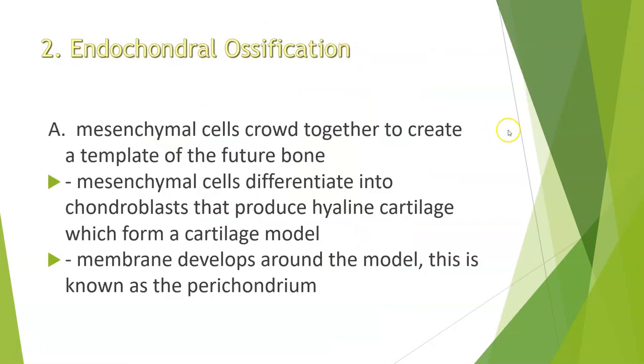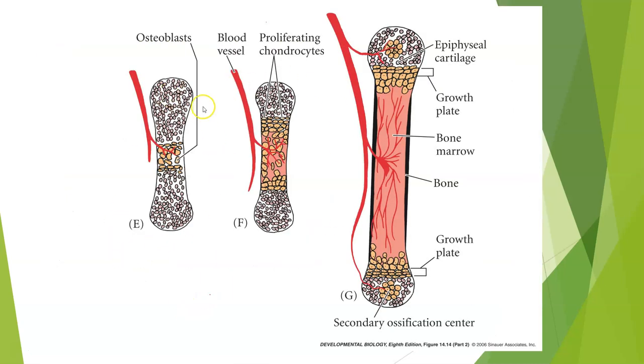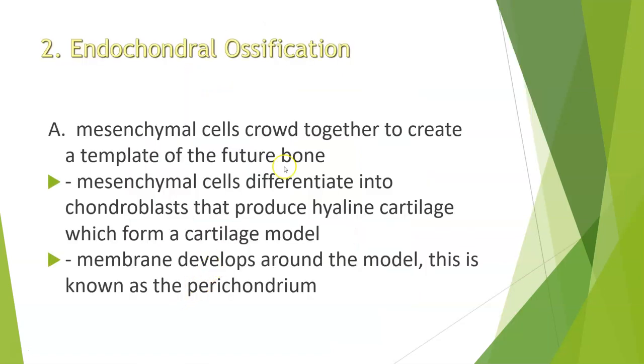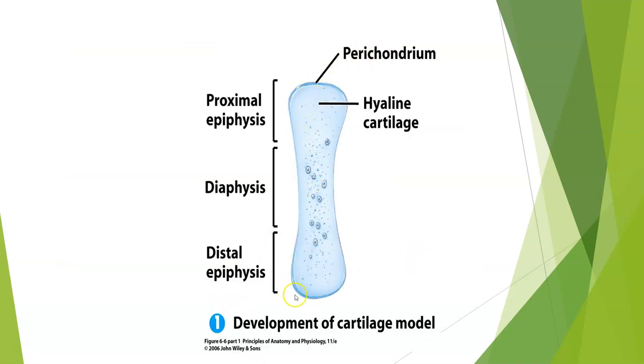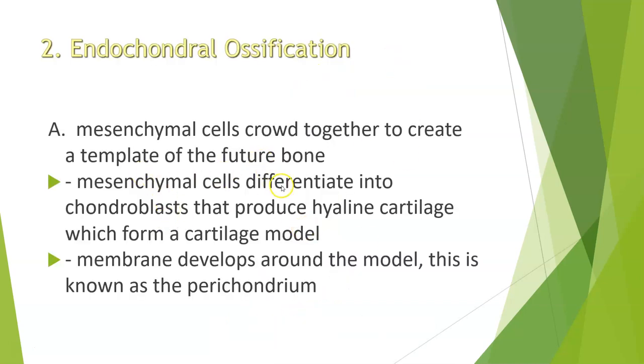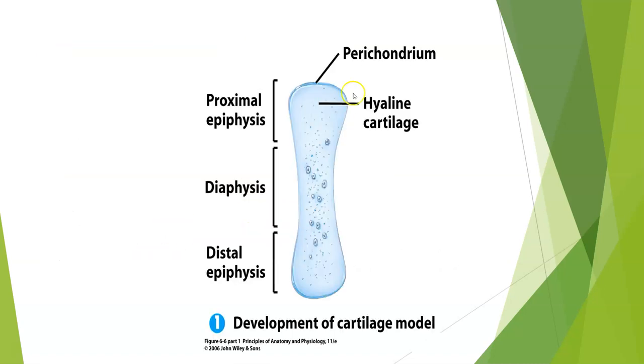So this slide will kind of formalize what I just talked about. Mesenchymal cells crowd together to create a template of the future bone, right, creating that model. The mesenchymal cells will differentiate into chondroblasts that produce the hyaline cartilage initially, right, because remember this was initially made of nothing but hyaline cartilage. A membrane develops around this model, and this is known as the perichondrium. Because this is just cartilaginous tissue, there's a skin around it. It's known as the perichondrium. Okay, the perichondrium.